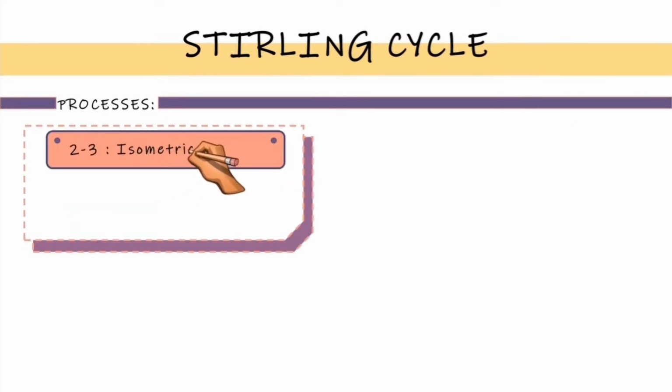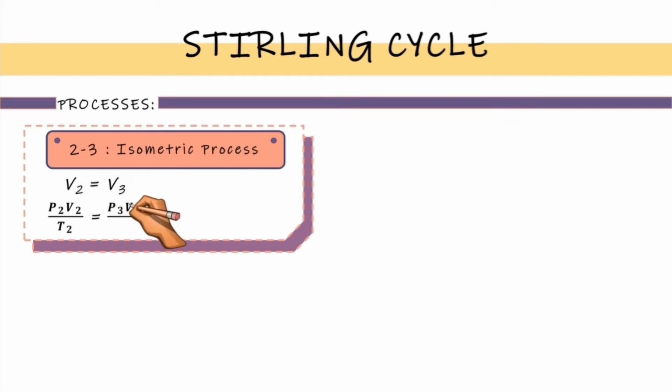Process 2 to 3 is an isometric or isochoric process. Since it is a constant volume process, so V2 is equal to V3. Using again the combined gas law, which is P2V2 over T2 is equal to P3V3 over T3. Then exclude the volume from the formula since it is constant. So it will become P2 over T2 is equal to P3 over T3.